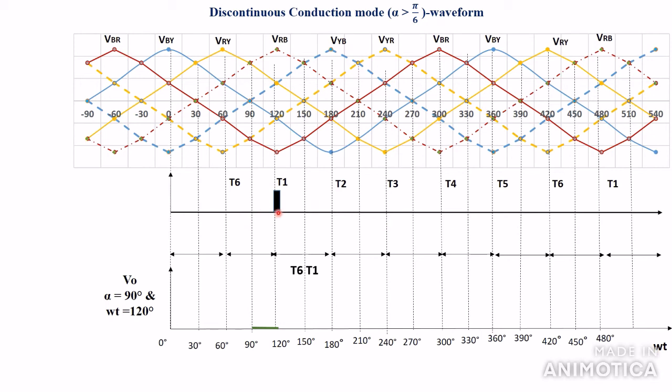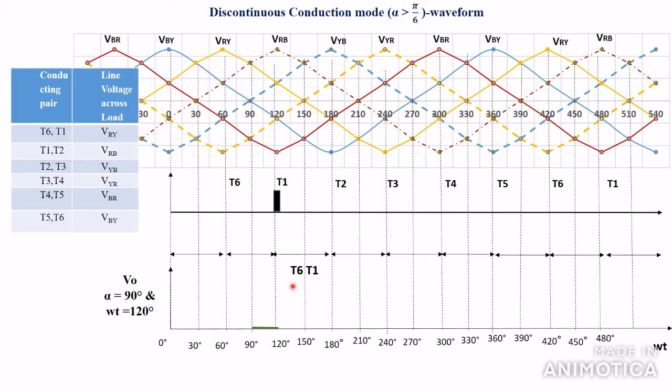Okay. So now we will divide this into 60 degree intervals for drawing the output waveform. During this first 60 degree interval, we already know before, T1 T6 was conducting. So once T1 is triggered, the conducting pair will be T6 and T1. When T6 and T1 are conducting, the load voltage will be VRY. If you see here, that is from 120 to 150. At 150, this VRY voltage is becoming 0.